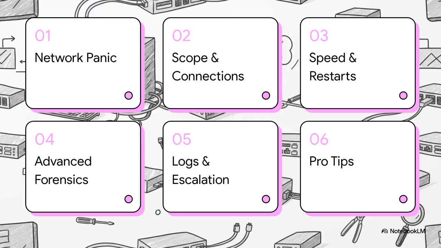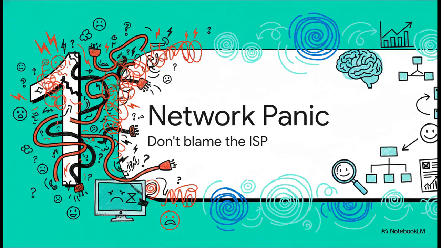So here's our roadmap for today. We'll start with 1, the office network panic. Then 2, scope and physical connections. And 3, speed, bandwidth, and restarts. From there, we'll dig into 4, advanced forensics. Follow up with 5, security logs and escalation. And wrap the whole thing up with 6, pro tips for network sanity. All right, moving right into Section 1, the office network panic.